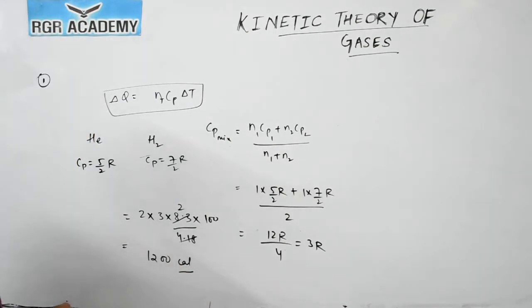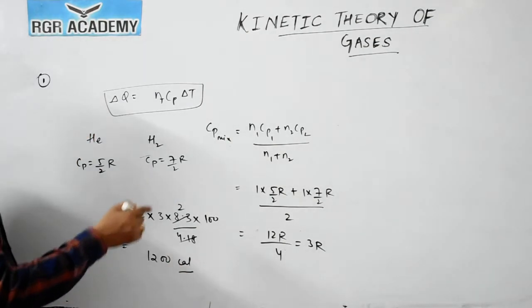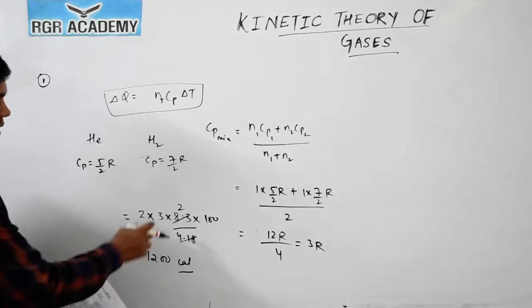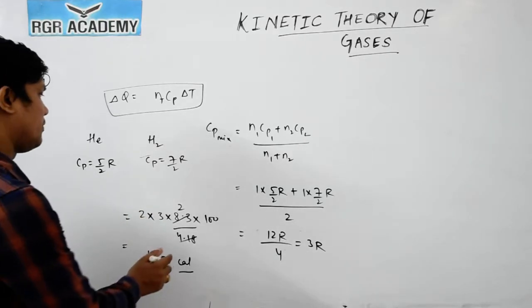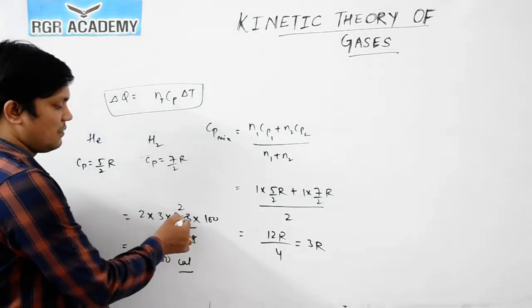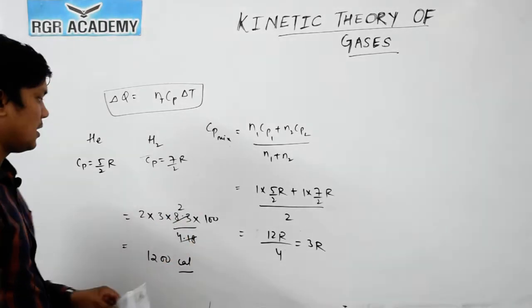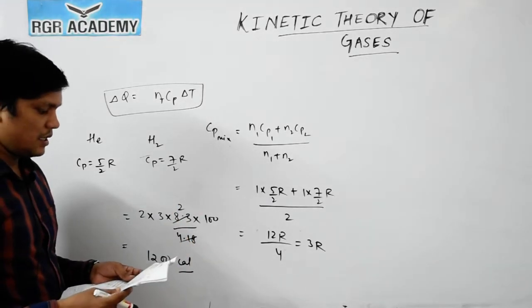Clear? The value of R is 8.3, that is in joules per mole per Kelvin. But here the answers are given in calories, so we are converting R into calories. To convert that we have to divide by 4.18. Okay, so the approximate result will be 1200 calories.